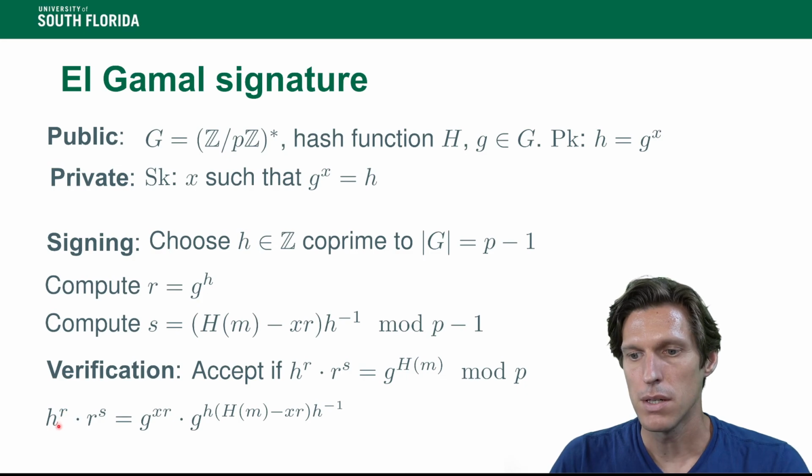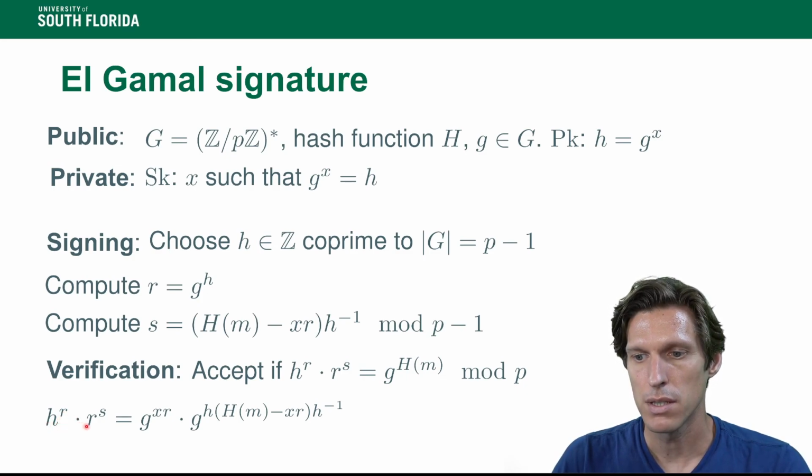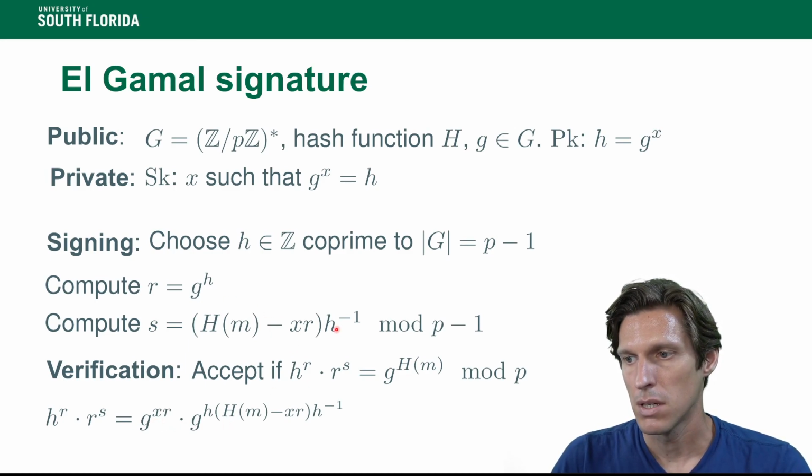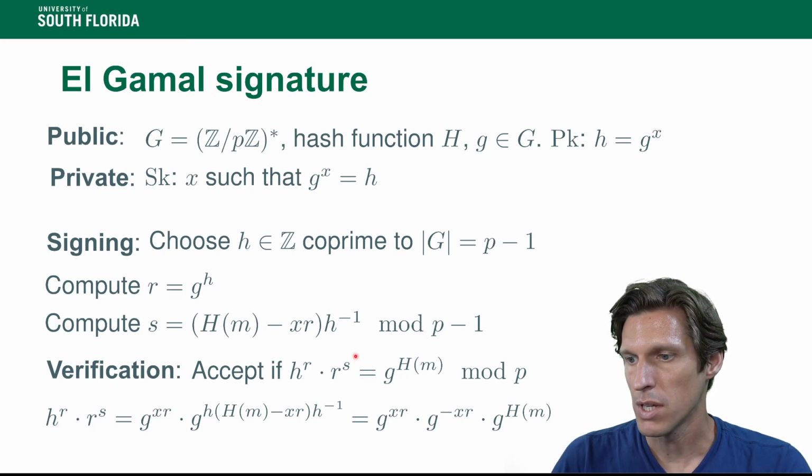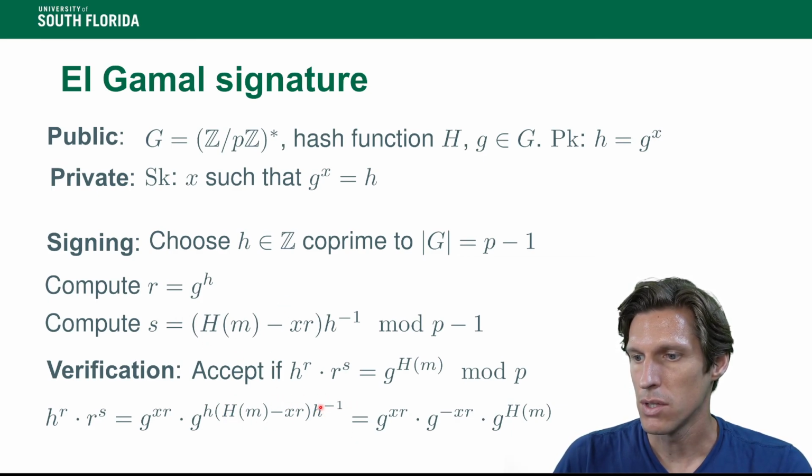It is correct because here is how we can rewrite h to the r times r to the s. h to the r is g to the xr, and then s can be replaced by its expression. And because everything that happens in the exponent is mod p-1, you can replace this. You can distribute your k, and then you will have that this will be equal to minus xr. So you split your terms here.